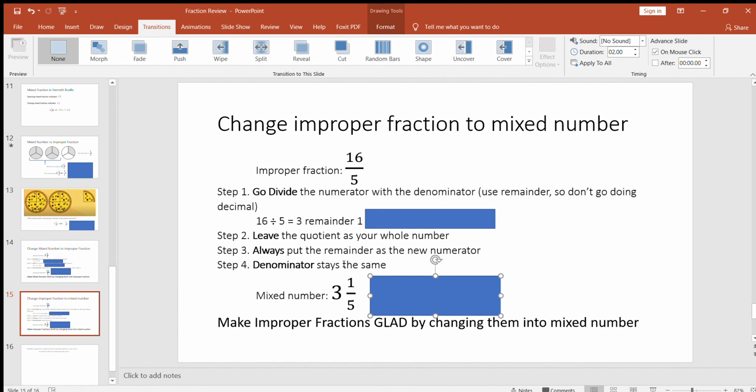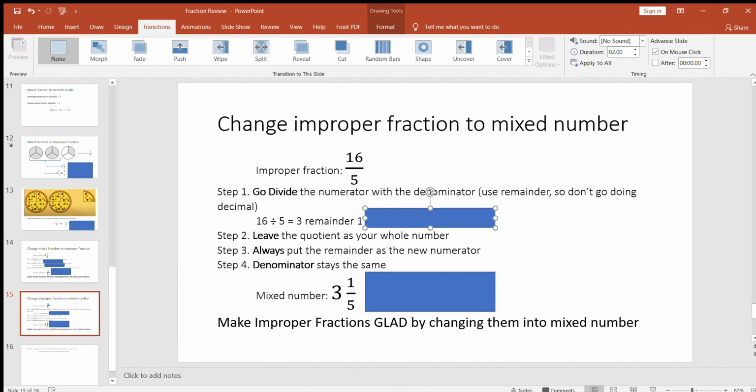A good way to memorize this is the word GLAD. Again, we're using acronyms. G is go divide, L is leave your quotient as your whole number, A is always put the remainder as the new numerator, and D, denominator stays the same. Make improper fractions GLAD by changing them into mixed numbers. My sentence is really bonkers, but hopefully you get the idea.